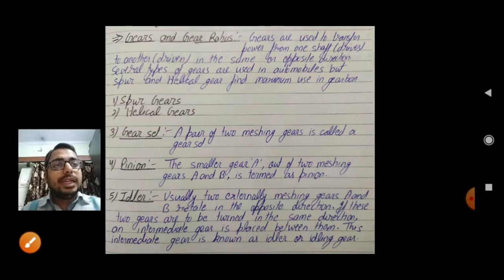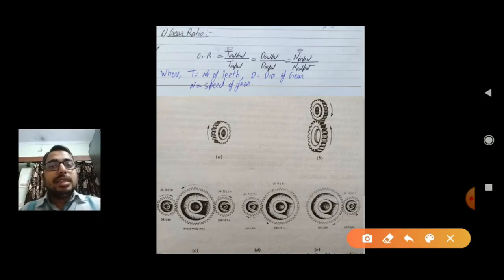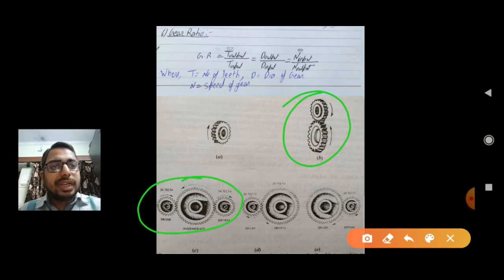As we see here, a gear set may be a set of two or more than two gears. We can say that this is a gear set, this is another gear set, and this is also another gear set. When two or more gears mesh with each other and perform a certain task, the whole gear system is known as a gear set.